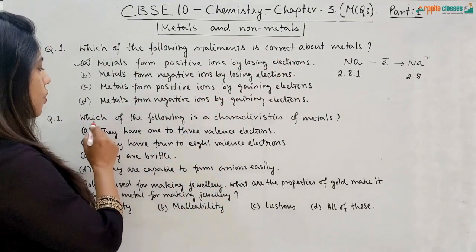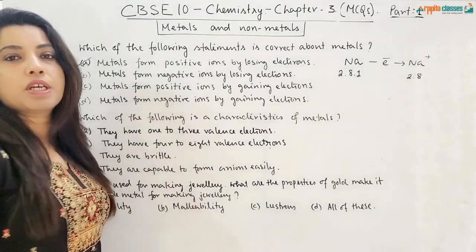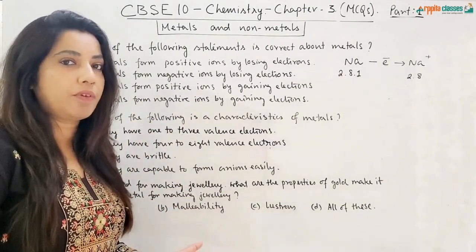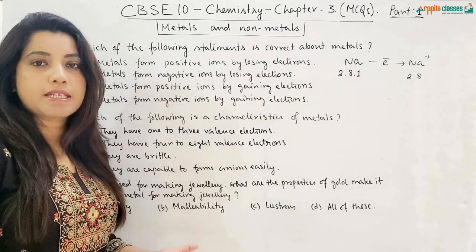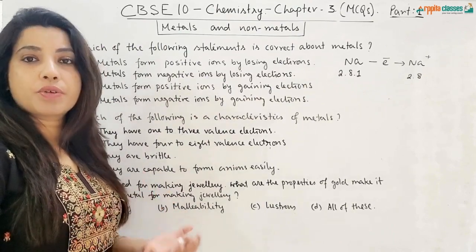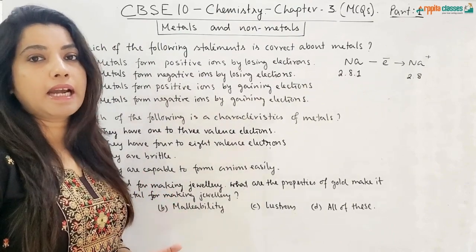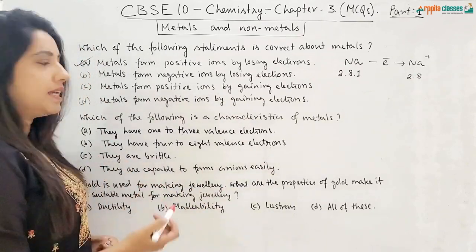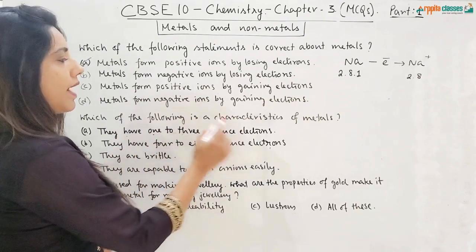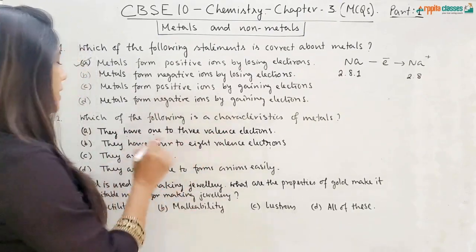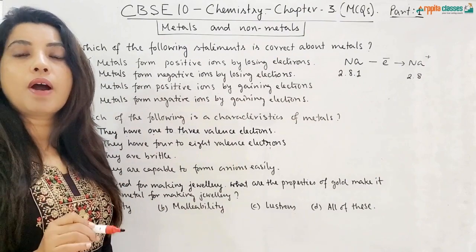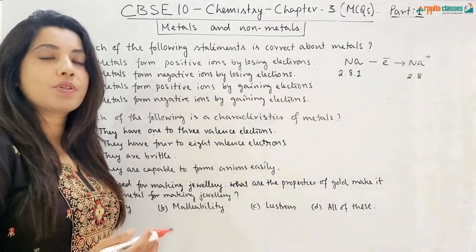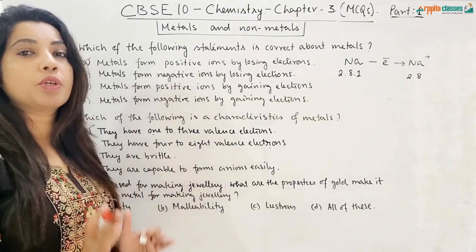Next question is, which of the following is the characteristic of metals? Metals have got many characteristics we know. They are hard solids, they are sonorous, they are lustrous, they are malleable, they are ductile, they are good conductors of heat and electricity. So let us see what they are saying here. They have 1 to 3 valence electrons. This is absolutely correct for metals. Metals have 1 to 3 valence electrons and that's the reason they lose electrons and convert into positively charged ions.